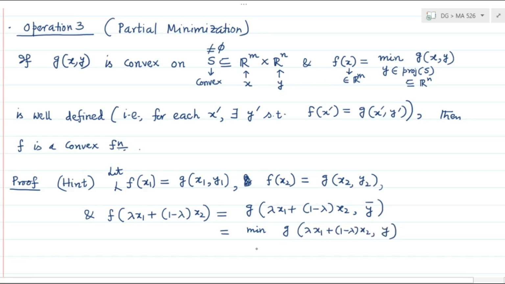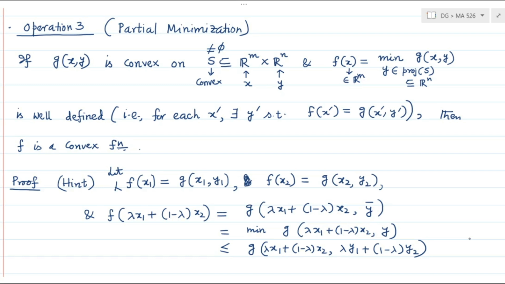This is minimum most, and once this is minimum most, obviously this is less than or equal to g of lambda x1 plus 1 minus lambda x2, first component kept as it is. Now instead of y bar, we consider lambda y1 plus 1 minus lambda y2. Fine. If lambda y1 plus 1 minus lambda y2 is y bar, that is also possible. In that case, it will be an equality sign instead of less than or equal to.